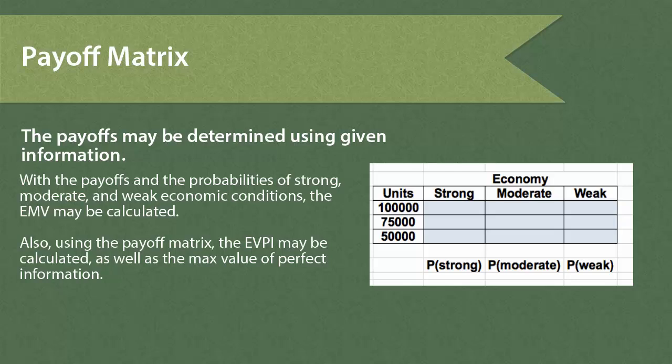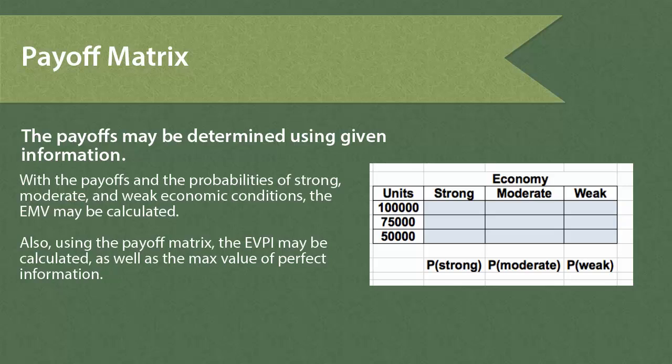From the given information, we can determine the payoffs for the different production levels being considered. This would be the number of units, 100,000, 75,000, or 50,000. Given the demand estimates, given the probabilities of a strong economy, a moderate economy, and a weak economy, we can determine all of the payoffs. You can see the 9 shaded cells. We're going to have a 3x3 payoff matrix to show those 9 different payoffs.